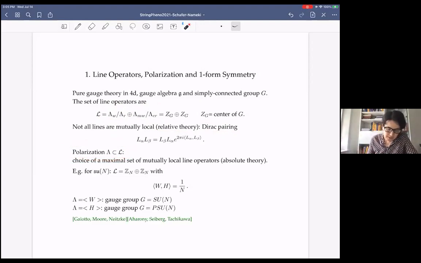So lambda is a maximal set of line operators that are mutually local and will not have these kind of phase ambiguities. And that's what we then call an absolute theory.